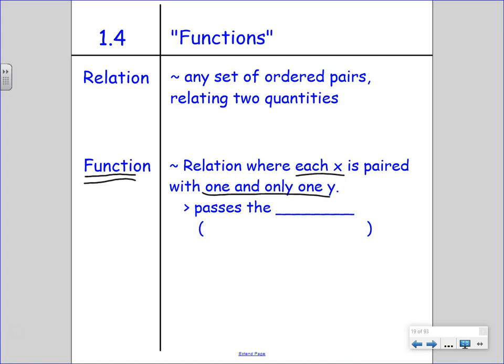Which, if you were looking at a graph, do you know how to fill in the blank? What test do we use? Vertical line test. Good. Passes the VLT, passes the vertical line test.